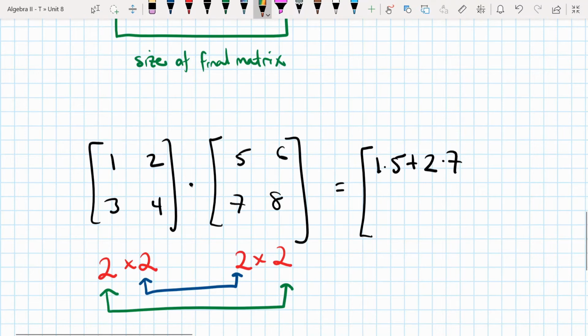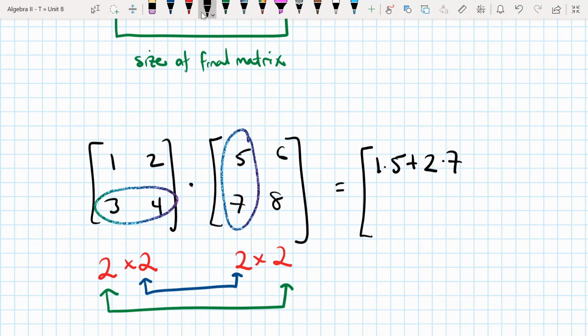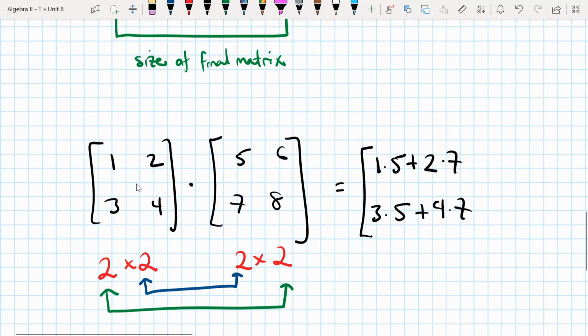Okay, the second one. Let's just go down. It's going to be this row by this column. So we do 3 times 5 plus 4 times 7. Next one. Notice the rows and the columns align. This is the first row right here, and this is the second row.